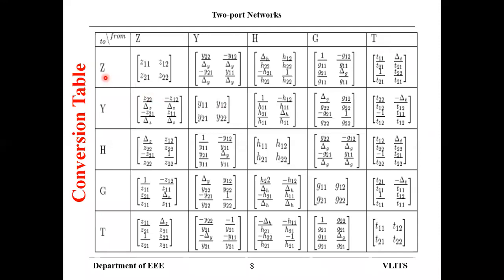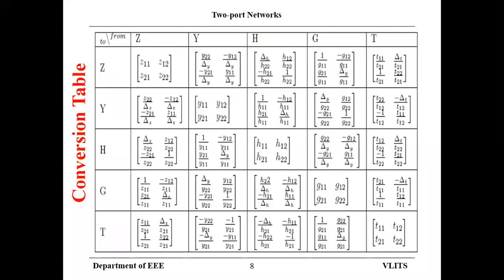Suppose you want to find Z parameters in terms of the Y parameters, then by using these equations you can find Z parameters from the Y parameters. If you want to find Z parameters from the H parameters, you can find them from these equations. Then again, this is the inverse H parameters, the G parameters, and the Z parameters from the transmission parameters. Like this, Y parameters also you can find from Z, Y, H, G, T. The H parameters also you can find from all the other four.